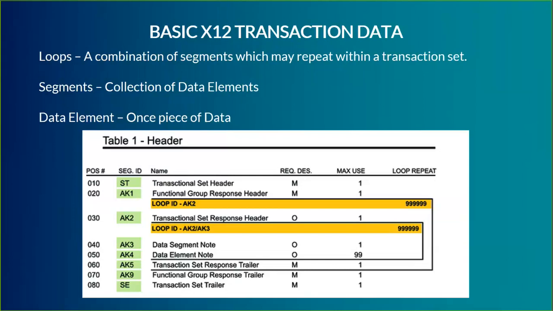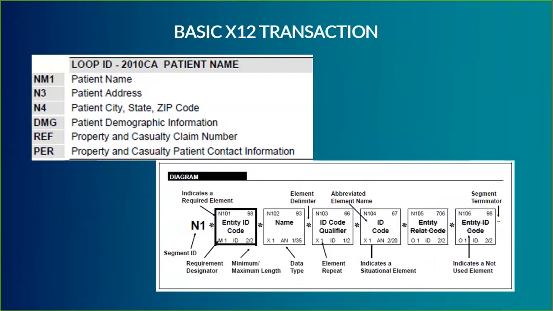Okay, in the transaction, again, we have another example. This is a loop, and here are the segments, and some of them are pretty common, like the NM1, that's a patient name. Actually, it just means name. So it could be a patient name, a doctor name, a hospital name, or any kind of name, but that's one of the ones.